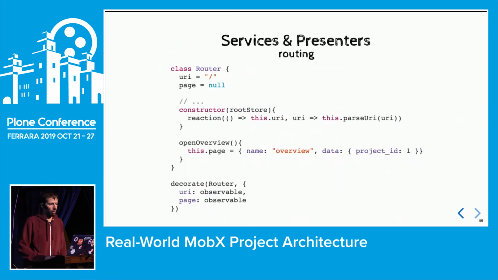One example of this kind of store is the routing, because the routing is specific to the application. Here we have seen, for example, a simple router that has a page property, and every time we want to open the overview page, for example, we pass in the name of the page we want to open together with the data that the page needs in order to be rendered. For example, we may decode the project ID from the URL and have that property inside the data object.